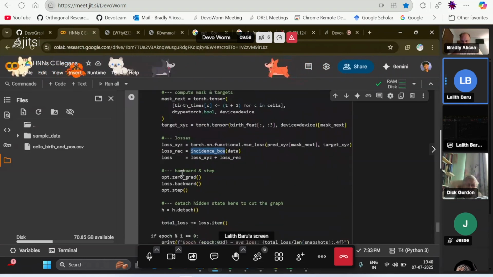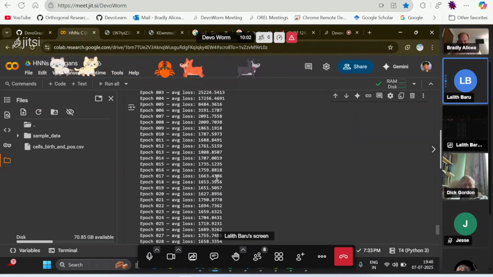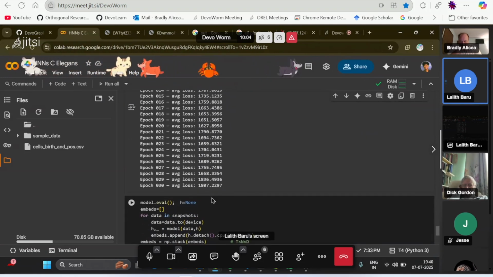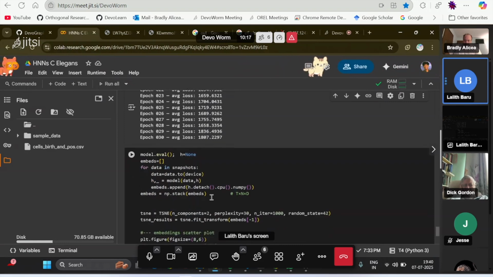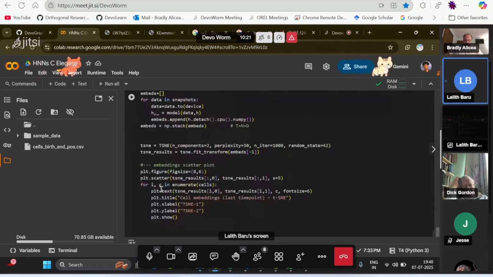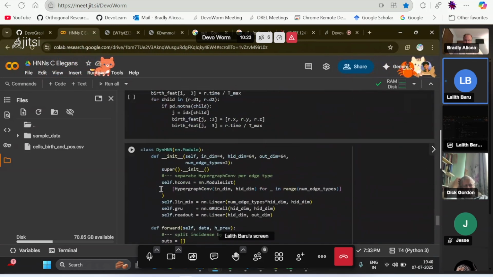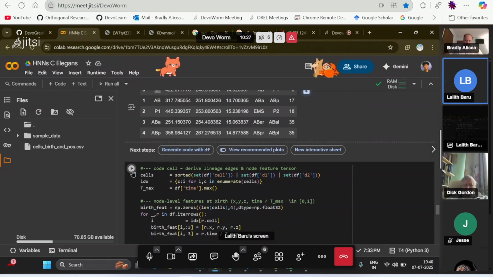When I trained this, it converged to a certain point. Once it converged, I wanted to understand what these hyperedges carry. The main motive of this is: what information does our hyperedge carry, and how are these embeddings? When I plotted the t-SNE, I was able to see this plot. I'll run this so that you can have a quick intuition.